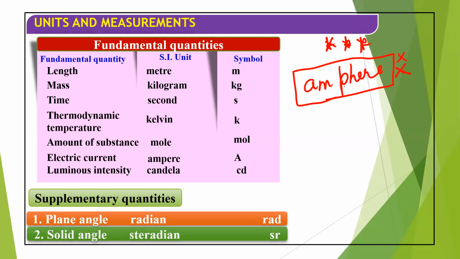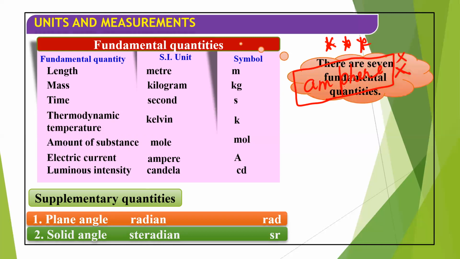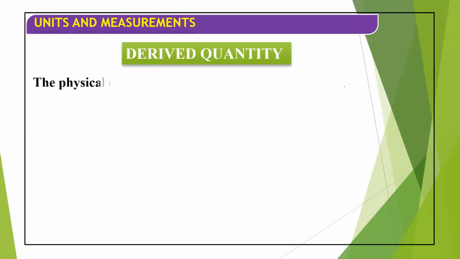And then we have 2 supplementary units. That's plane angle, that's radian, RAD. Solid angle, steradian, SR. Let's move ahead. So what are derived physical quantities? Let's understand. So my dear students, let's use again common sense.